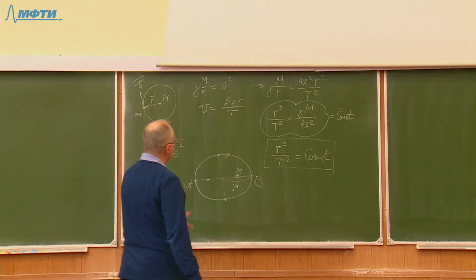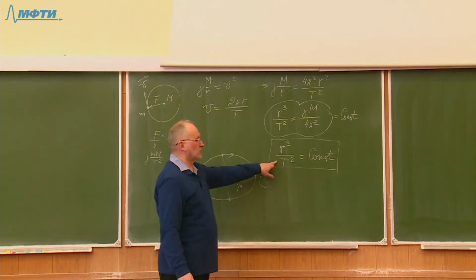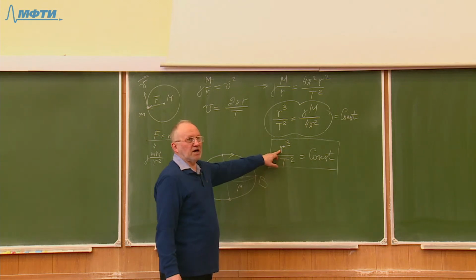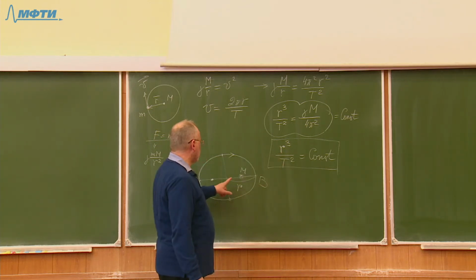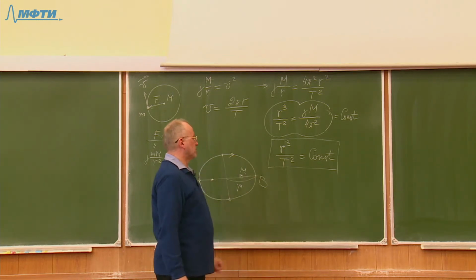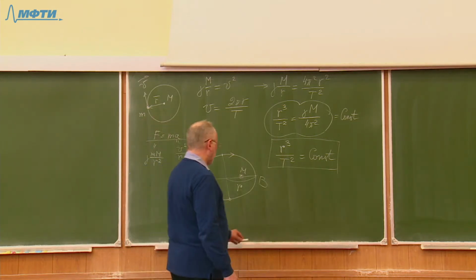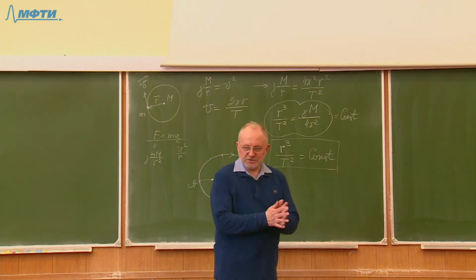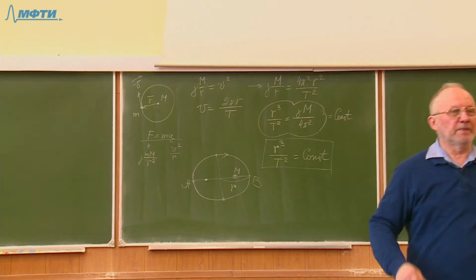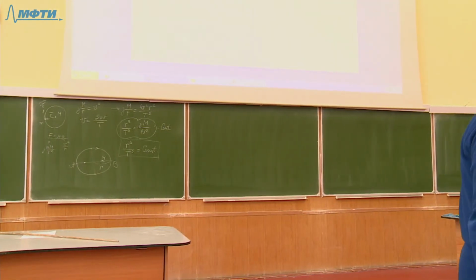So if the orbit is elliptical rather than circular, then the formula remains the same, but the meaning of the quantity r will change. Now it will be the semi-major axis of the elliptical orbit of the planet. So that's what there is to say about Kepler's law. And now we will have a computer demonstration of the laws of Kepler.